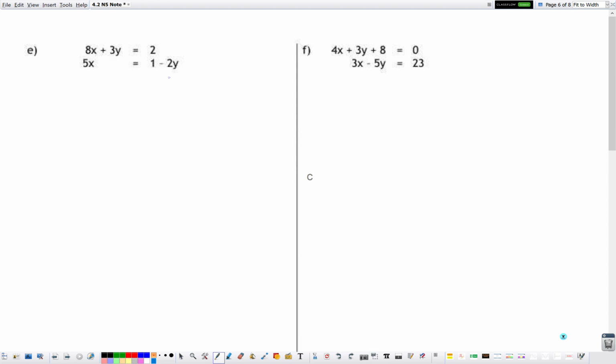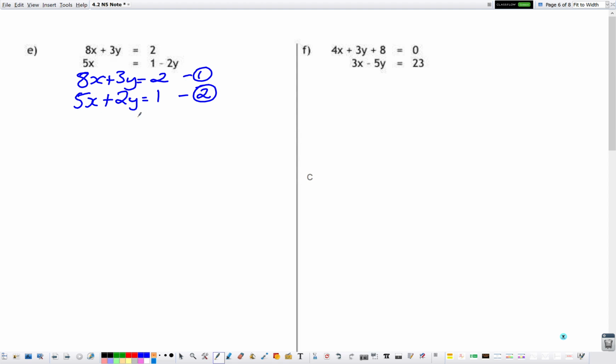Okay, so we're going to rewrite this second one so that it matches up. So I'm going to do 8x plus 3y equals 2. That's going to be equation 1. And in order to rearrange this, I'm going to have to add 2y. So it's going to be 5x add 2y equals 1. And that's equation 2. And now really these are the exact same as examples C and D.